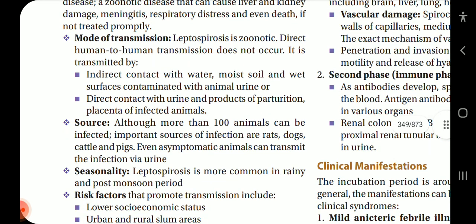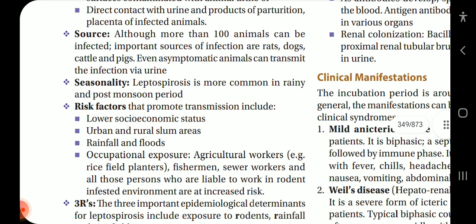Mode of transmission, leptospirosis is zoonotic. Direct human-to-human transmission does not occur. It is transmitted by indirect contact with water, moist soil, and wet surfaces contaminated with animal urine, or direct contact with urine and products of parturition, placenta of infected animals. Source. Although more than 100 animals can be infected, important sources of infection are rats, dogs, cattle, and pigs. Even asymptomatic animals can transmit the infection via urine.